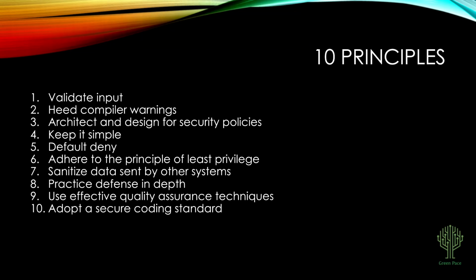Principle 10 is use effective quality assurance techniques. Write security-focused tests for all code. Have code reviews before pushing code to production environments. Use testing practices such as unit testing, regression testing, and take advantage of security frameworks to detect potential vulnerabilities in a code base. Adopt a secure coding standard. Utilize an existing secure coding standard to avoid common vulnerabilities.